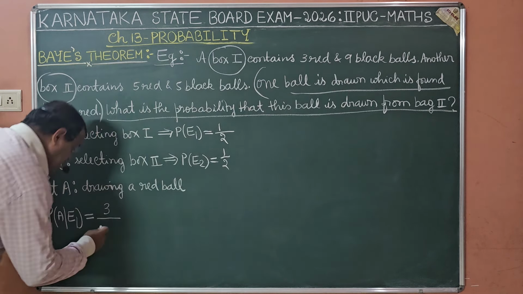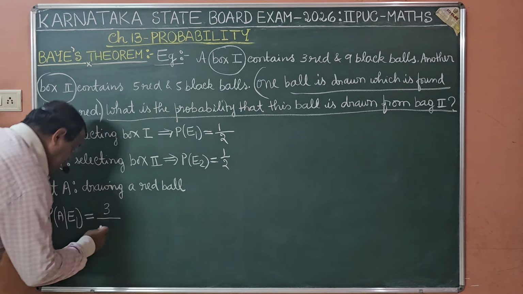On the other hand, I will find out P of A given E2. What is the meaning of this? The box is the second box, E2. That event has already occurred, that is, the selected box is the second one. But we need a red ball from the second box. How many red balls are there in the second box? 5. So 5 divided by the total number of balls: 5 red, 5 black, so 5 plus 5, 10. So it is 5 by 10, this is 1 by 2.